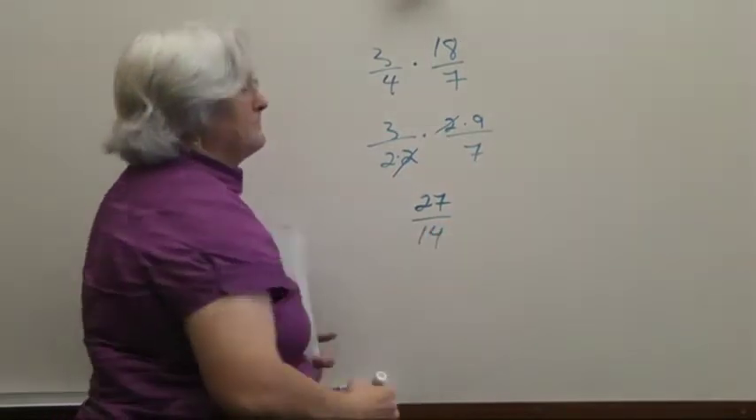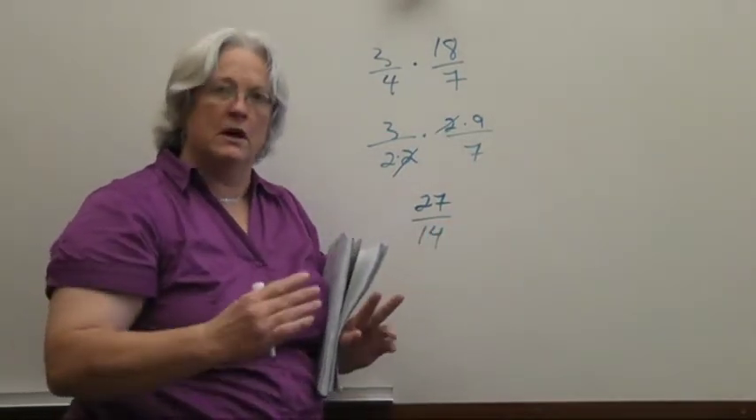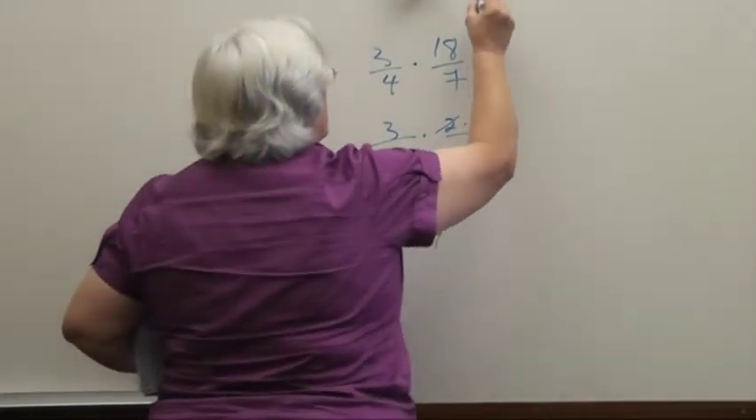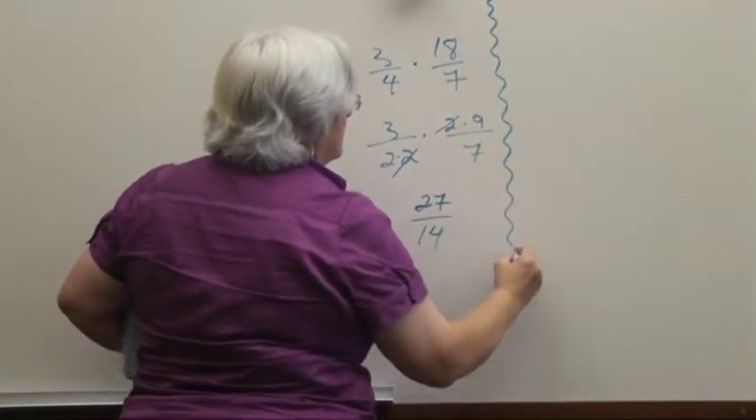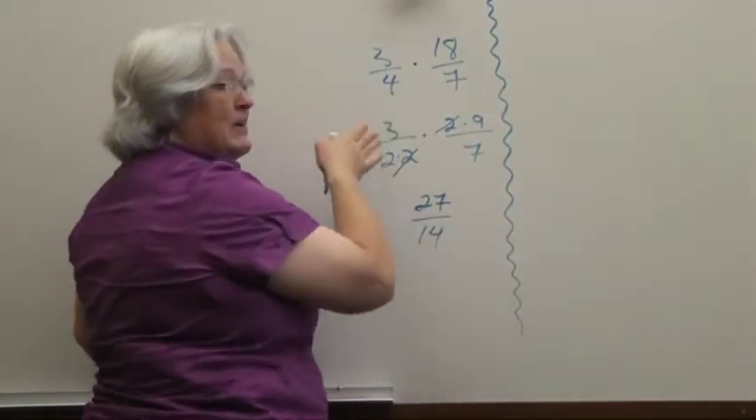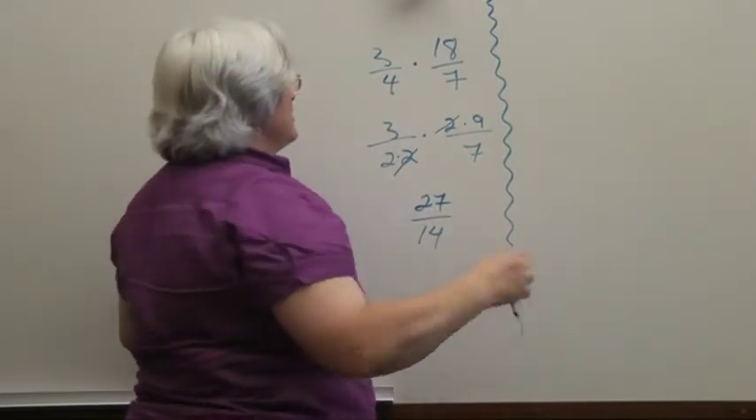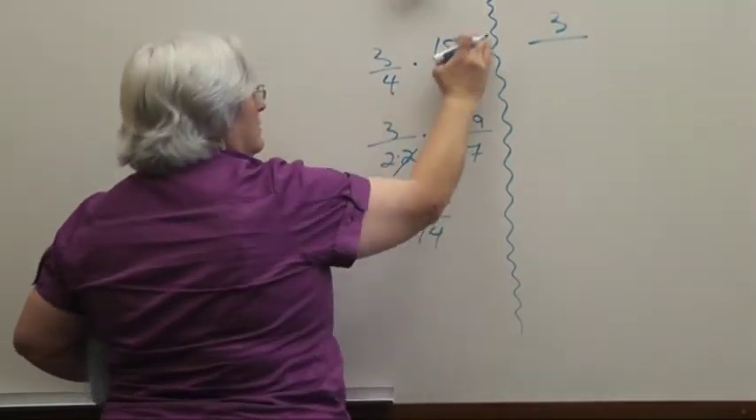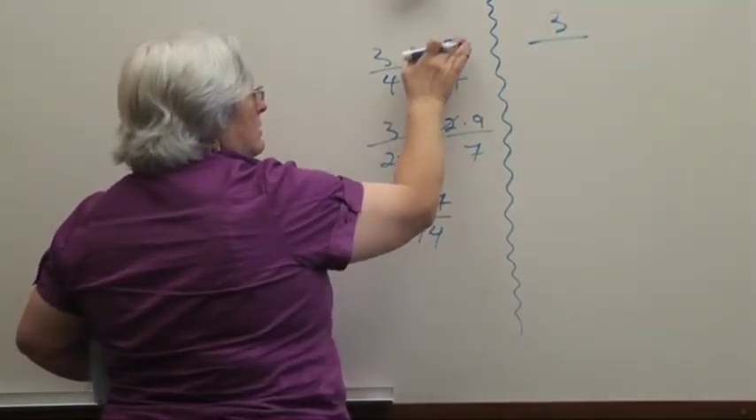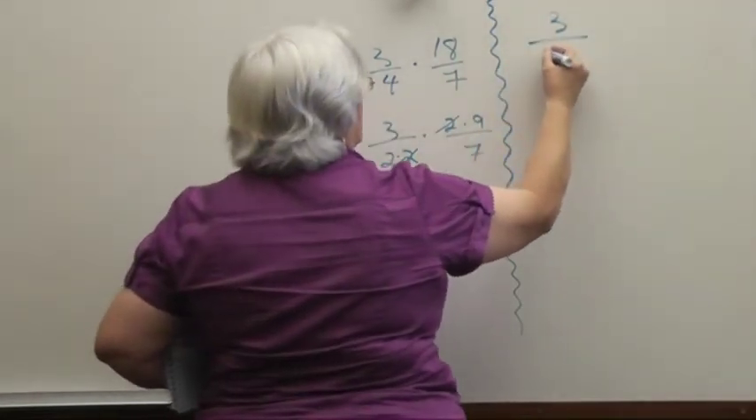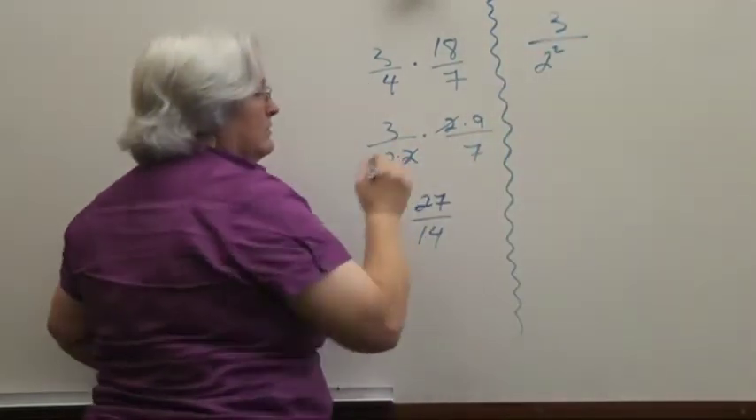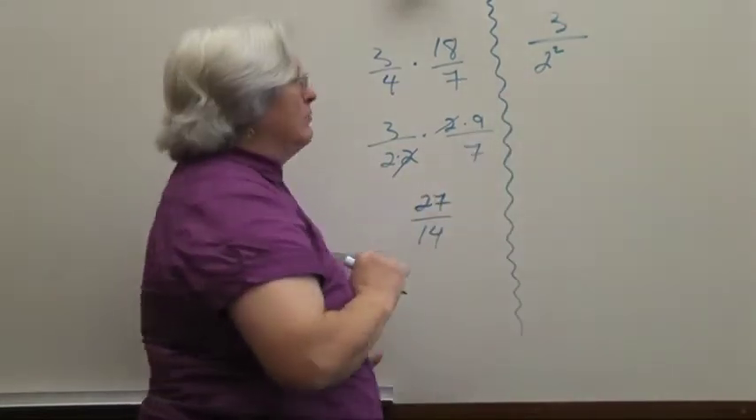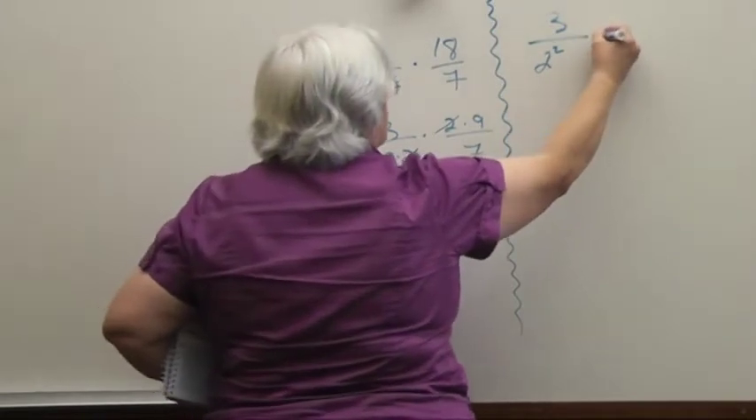I'm going to show this to you two different ways because everyone in this class is at somewhat of a different level. If you're still struggling with how to cancel common factors using fractions, this is what you want to do. You want to prime factor each individual factor, write it as a product of primes. You can use your factor tree. 4 is equal to 2 times 2, and write that in exponential form.